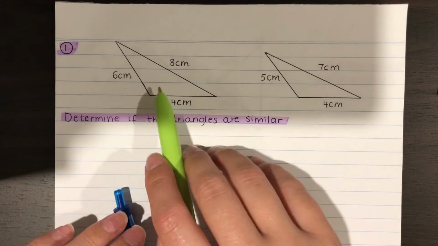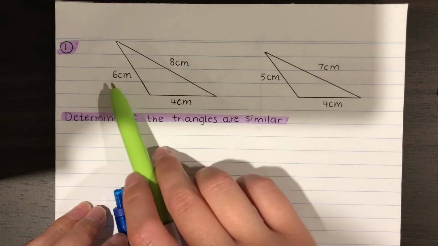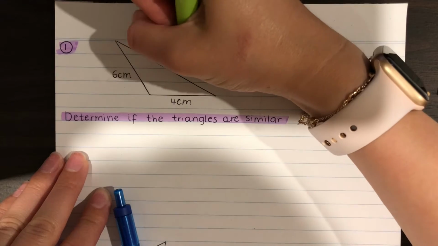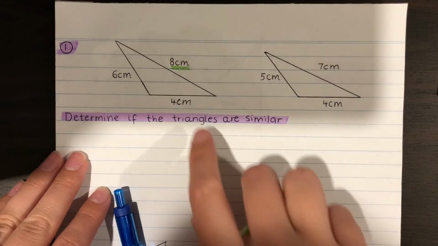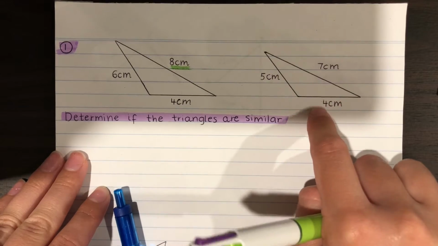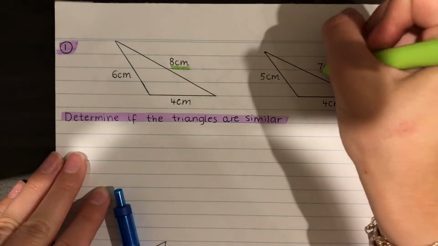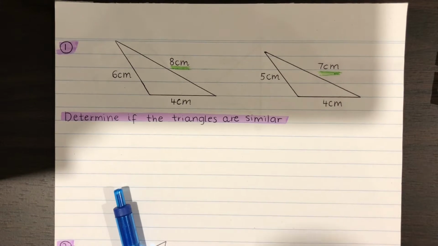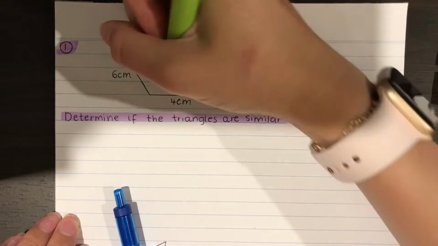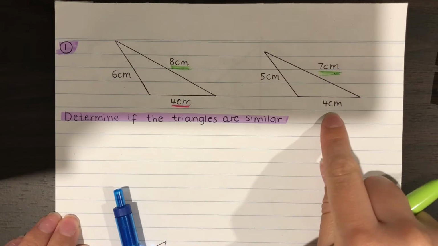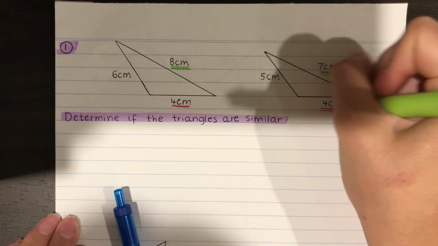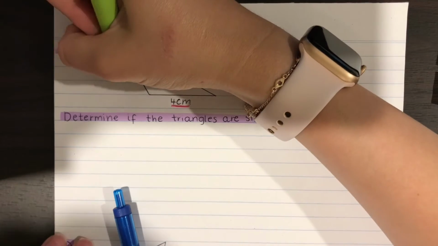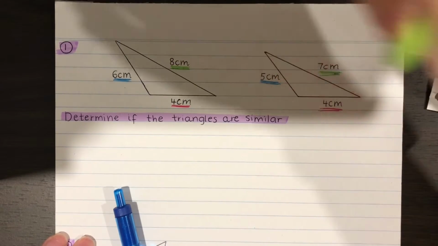I'm going to look for my largest side here. My largest side length is the 8 centimeters over here, so I'm going to underline that in green. Now I'm going to find the largest side length in this triangle, which happens to be the 7, so I'll do that in green too. Then I'm going to find the smallest side length in this triangle, which is the 4, and the smallest in this triangle is also 4. Then we have 2 sides left over, so that's easy. They obviously match up with one another.